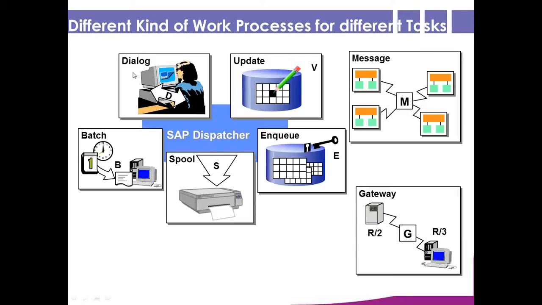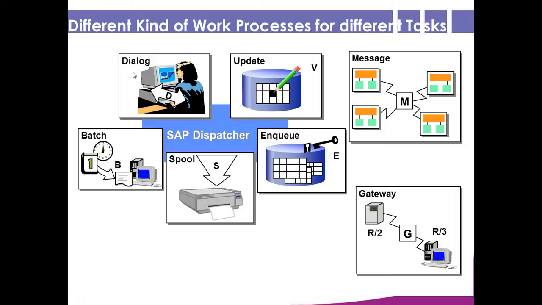Dialogue. Dialogue is represented by the first letter D. It handles the user request directly. It is an interactive work process. Why we call this interactive is that it is the only work process which will handle the user request directly. No other process will touch the user request. The first one who will take the user request is dialogue.